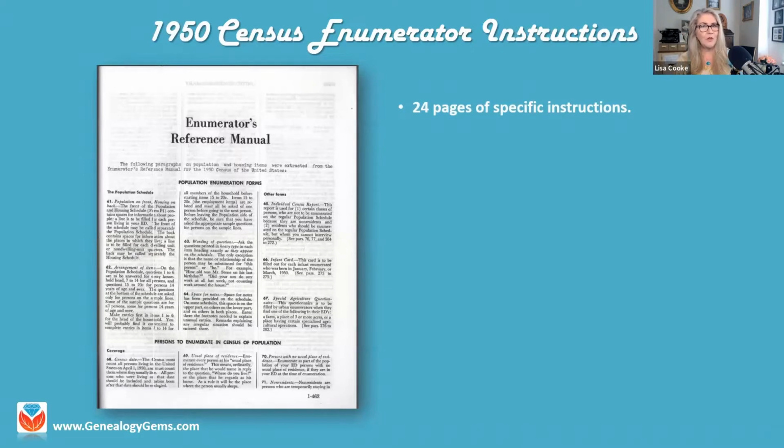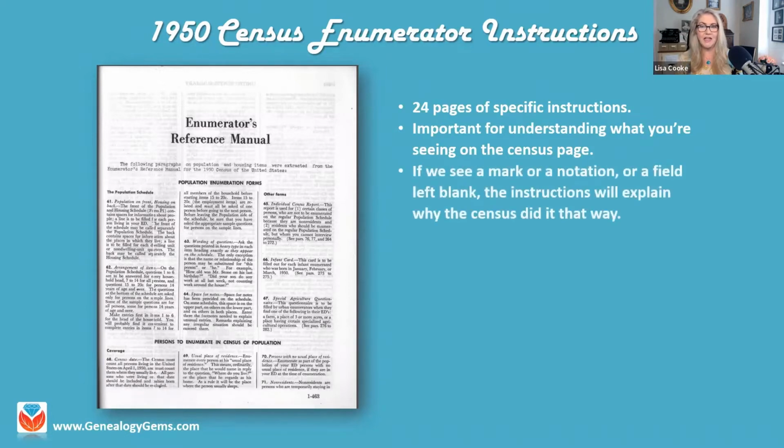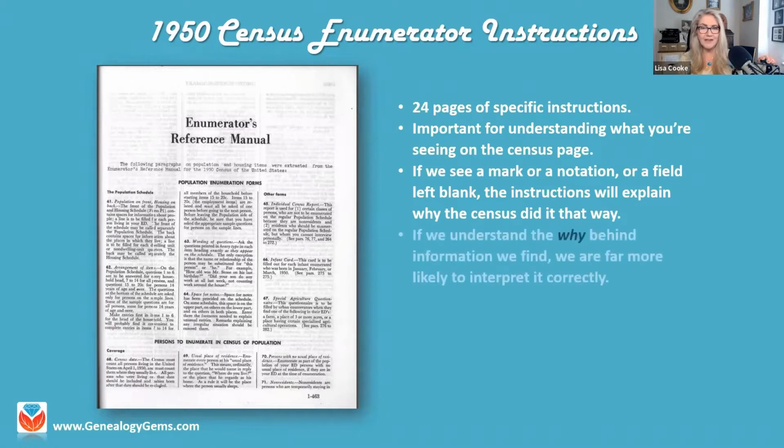Now, how do you know the way the 1950 census enumerator knew what to do? How do you know what the little markings mean on the paper and all that? Well, it's all about this instruction manual. This is the enumerator's reference manual. It's 24 pages of very specific instructions that they received in 1950. And this is your key to understanding what you're seeing on the census page. If we see a mark or a notation on the form, or let's say that a field gets left blank, what does that mean, right? You can turn to this instruction reference manual and look it up and find out what it means.